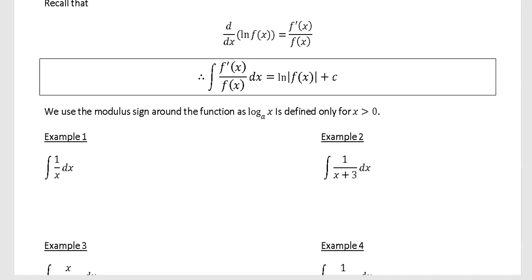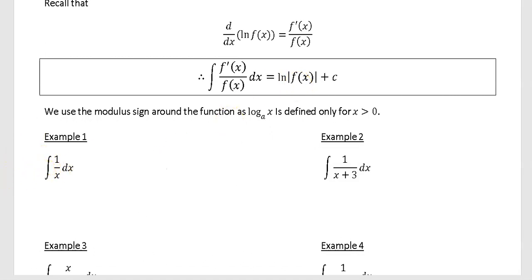Okay, we're going to look in this video at integration by inspection again, and in particular at this wee result that we have. If you differentiate ln of f of x, you get f dash of x over f of x. That means if you're integrating f dash of x over f of x, you'll get ln of modulus of f of x. The modulus is there because logs are only defined for a positive value. So we're going to jump to examples.